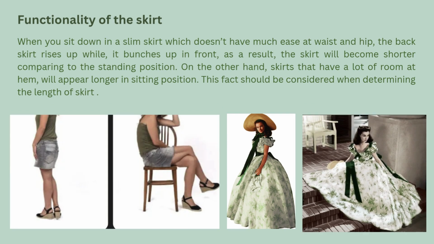You can see this better in these images. Look at this slim and tight fitted skirt. When she is standing, the hemline is at mid thigh level. But when she is sitting down, we see the bunching happening at front and the hem of a skirt goes even higher and we see bigger portion of her legs. So we should consider this when we are designing this kind of a skirt and determining the length of this skirt.